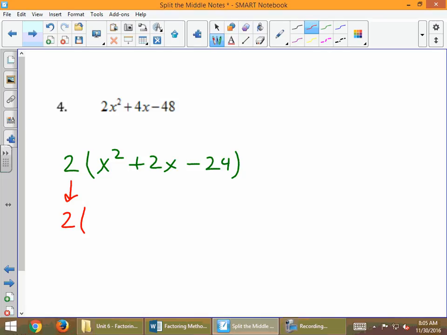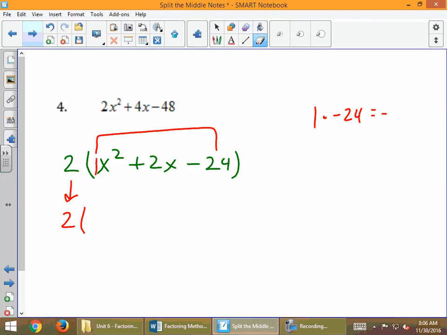You notice, again, what's technically in front of this x squared? We're going to write it. What's our first step? And 1 times negative 24 is what? Negative 24. So this guy is negative, so what are we doing with our factors? Subtracting them. So always think we're going to be subtracting when that's negative.